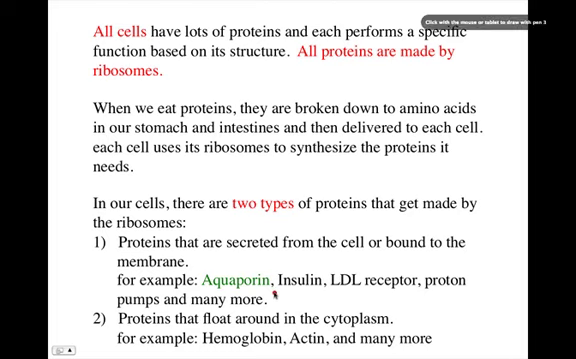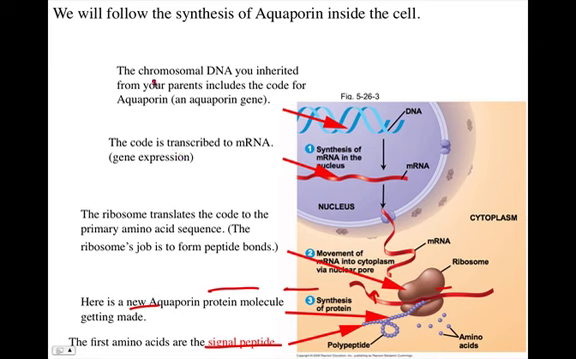So proteins that are bound to the cell membrane or secreted include aquaporin, insulin, proton pumps, and the LDL receptor. And I underlined those three because I said we're going to learn about those three, and then proteins that float around, we'll learn about that one in our next little list. Okay, so we're going to start out following the synthesis of aquaporin as our first example of those.